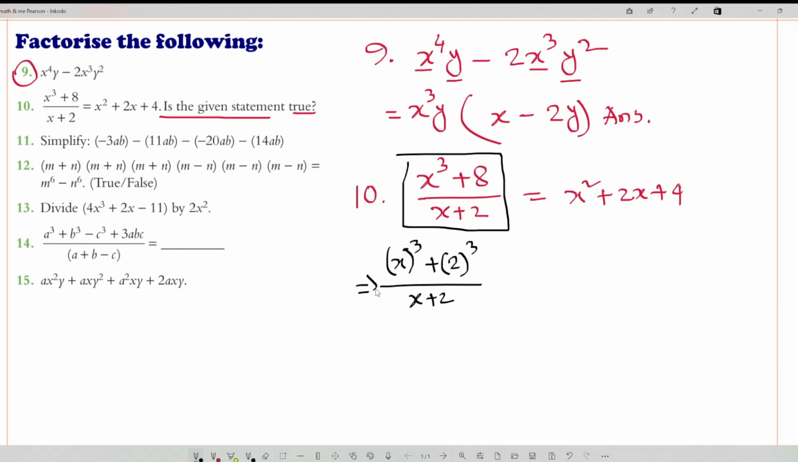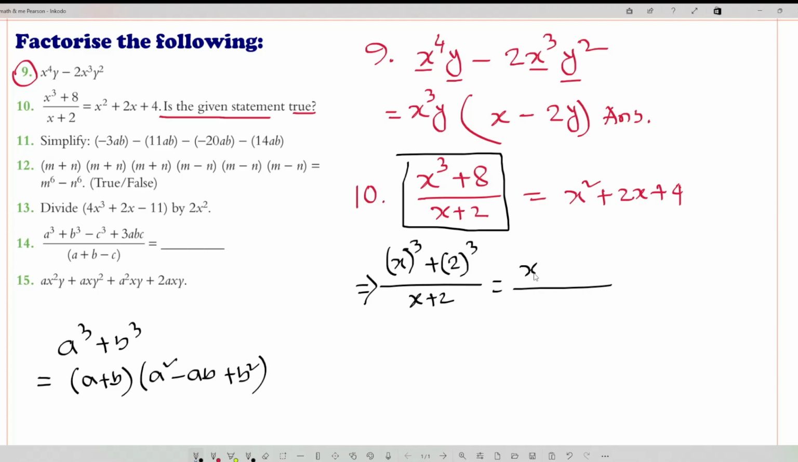So now look, we know about a cube plus b cube. It means a plus b times a square minus ab plus b square. So this one we can write x plus 2, then x square plus 2x, not plus, here should be minus, plus 2 square means 4, right? And here is x plus 2.